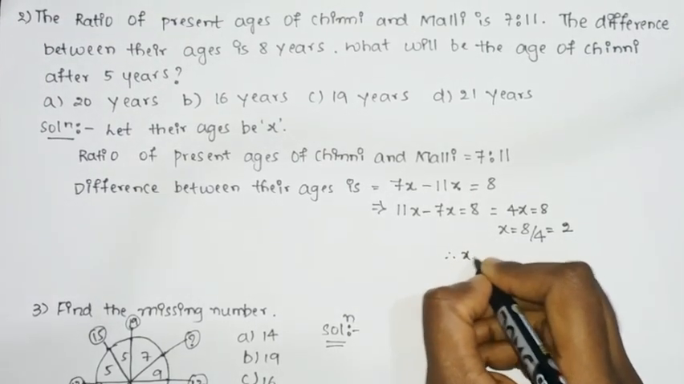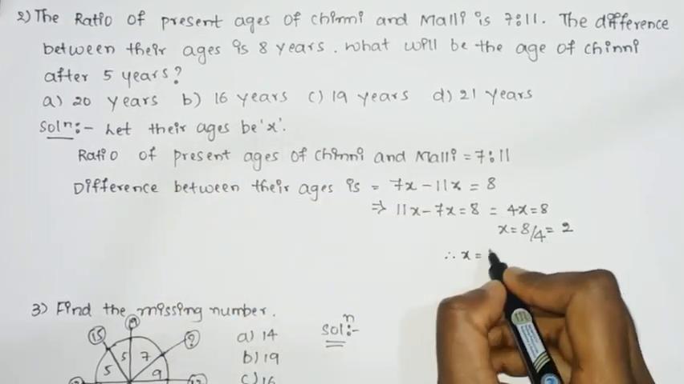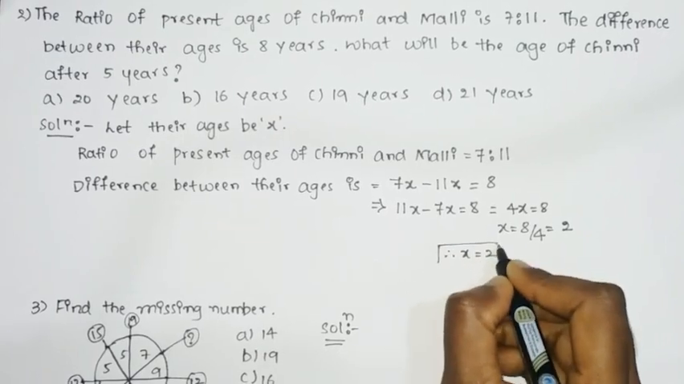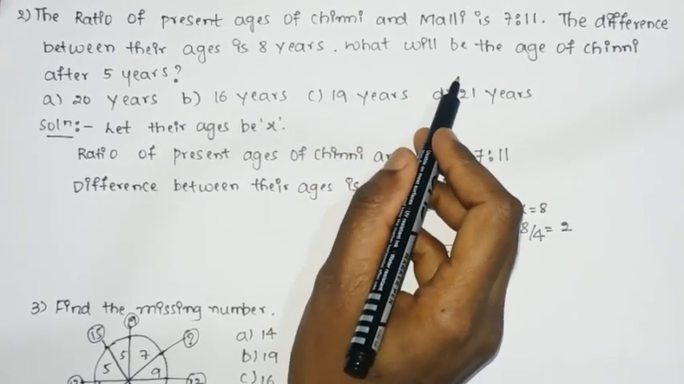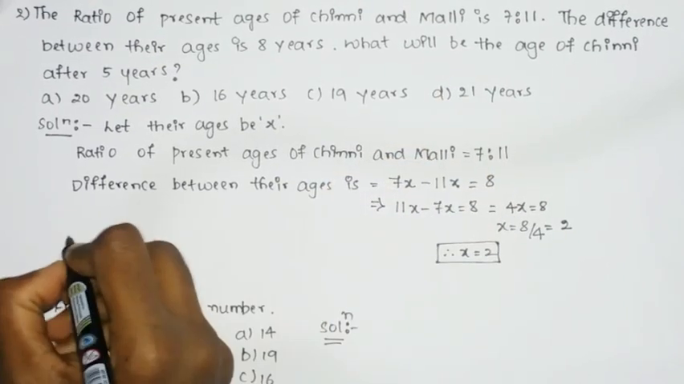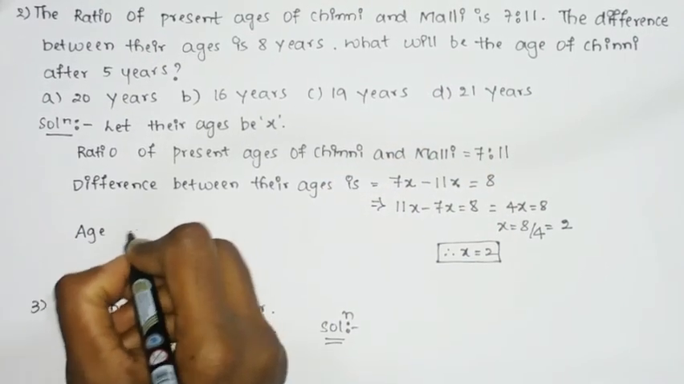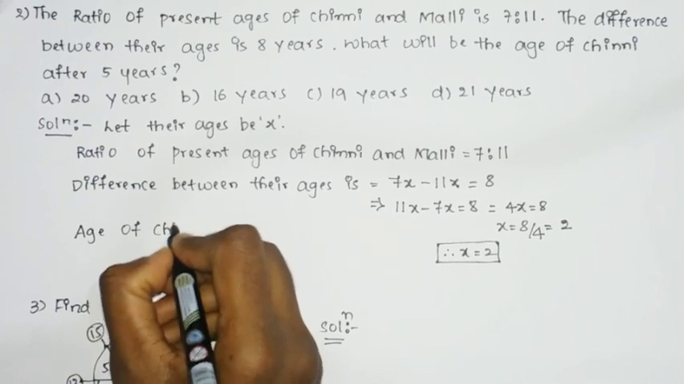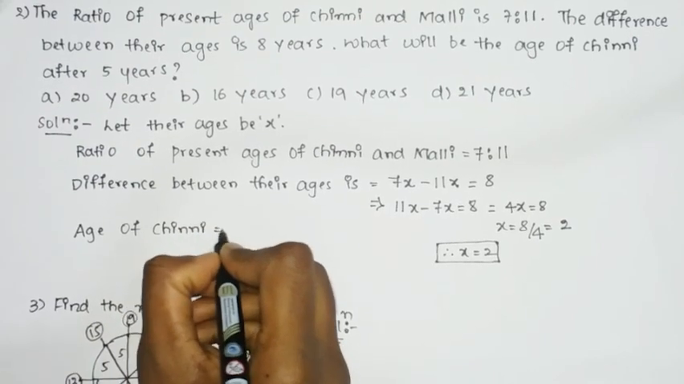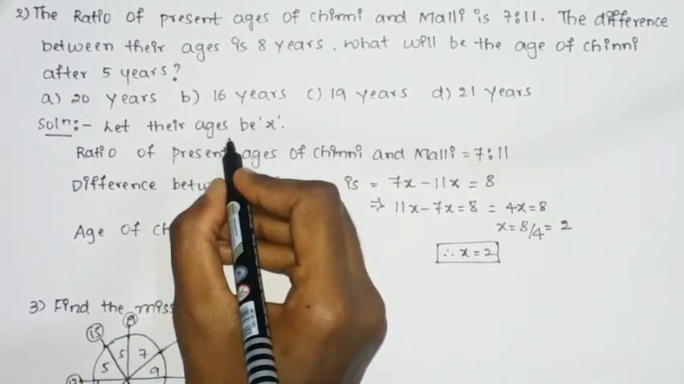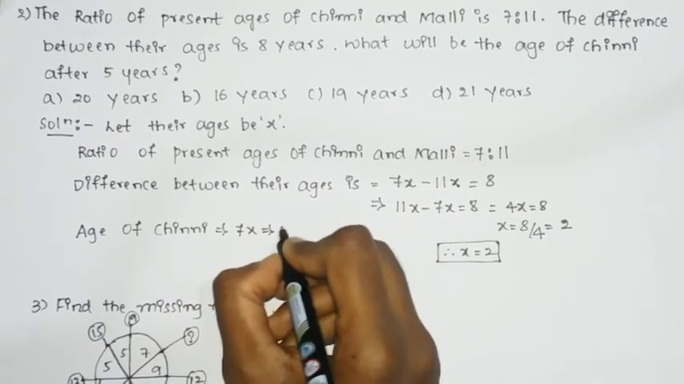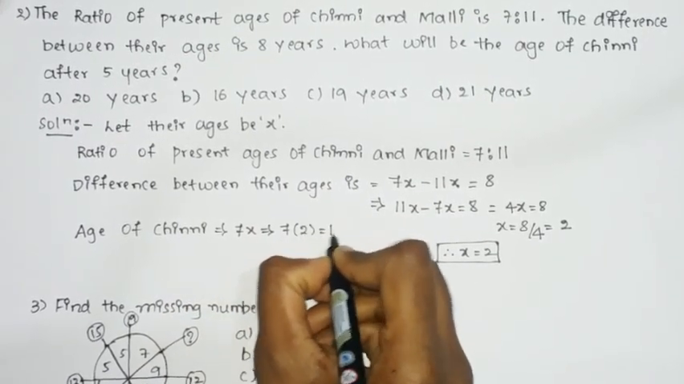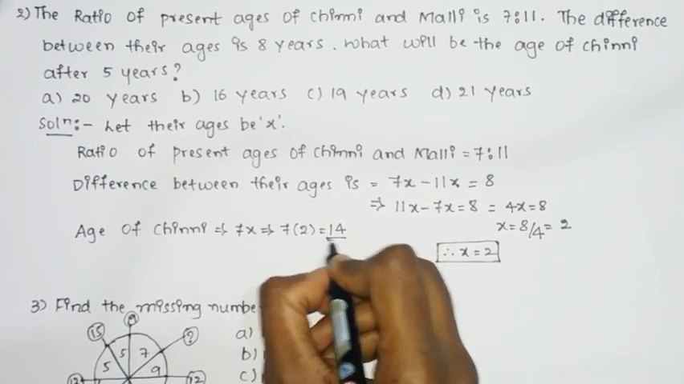So we have found the ages, and the value of x is found to be 2. And our question is, we need to find the age of Chinni after 5 years. So what is the age of Chinni? So they have given that age of Chinni is 7. So 7 into age is 7 into x. So we have found the value of x, that is 7 into 2 is 14. So age of Chinni is 14 years.